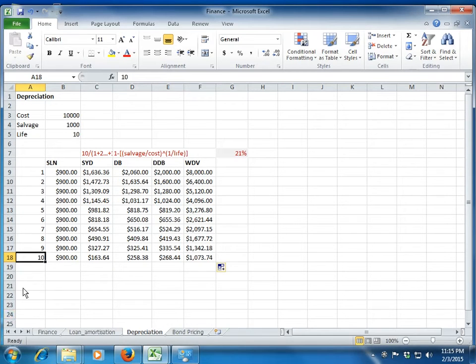Okay. So let me say 11 and 12. Right. So you see that it throws a number error. The number error is thrown because the life of the asset is 10 years, so it will calculate the depreciation only for the 10 years. The same thing is not applicable for straight line method. It will keep depreciating till the time you copy paste the formula. Right? It doesn't link it to the life of the asset per se. So that's the difference between SLN and the rest of the methods.